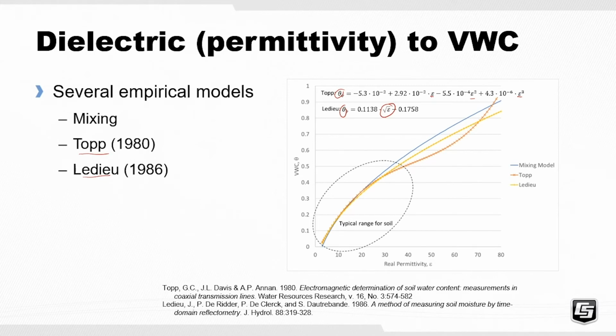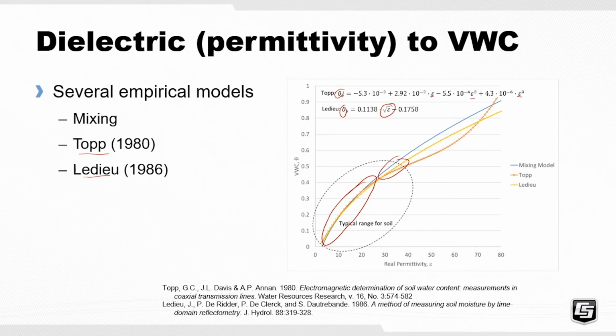And different models, the mixing models, which I won't go into great detail here, as well as the Topp and Ledieu, for most of the range of soil are really a pretty close match. They start to diverge at the higher end, but for most of that range, there's not a whole lot of difference between the three.